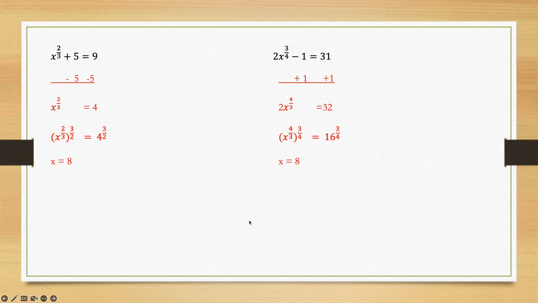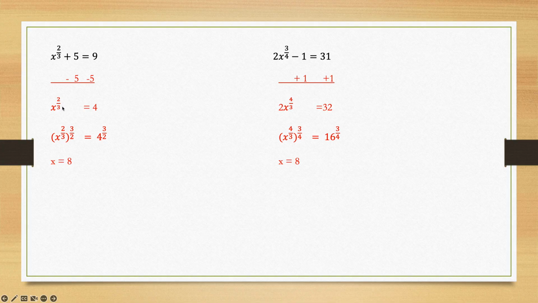Okay. So x to the 2/3 plus 5 is equal to 9. So look, these things, they're just like regular equations. Subtract 5 from both sides, x to the 2/3 is 4. So here's the problem. We don't want to know what x to the 2/3 is. We want to know what x to the 1 is.